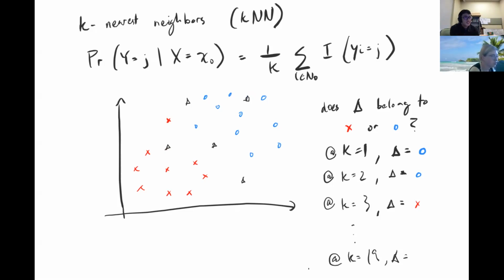Anyone want to volunteer? Are they all going to be blue? Because they are all together 19 points, right? Exactly. They are all going to be blue.